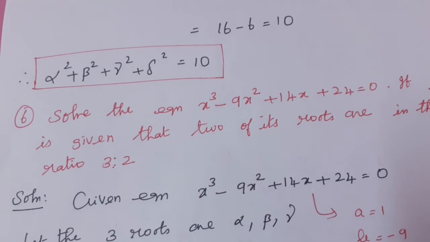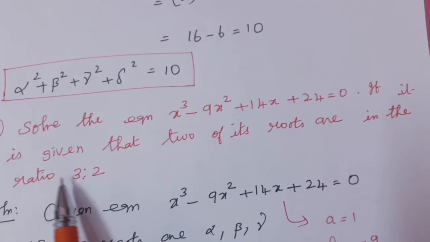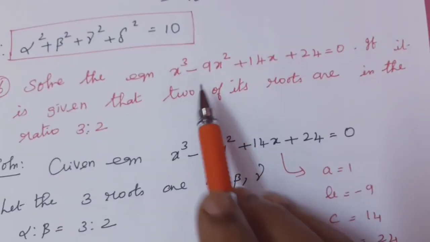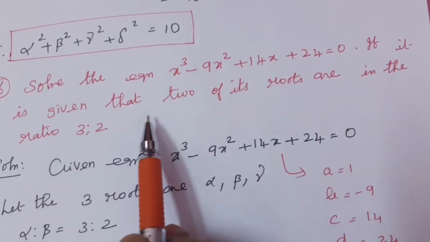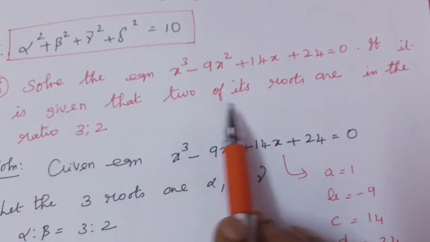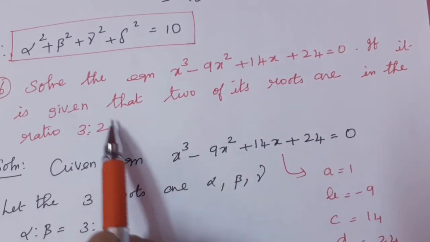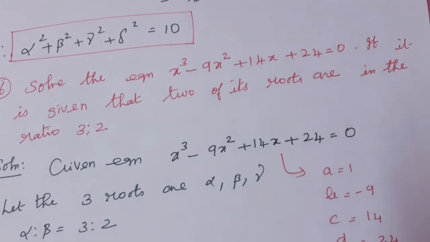Now, next come to the 6th sum. What is our 6th question? Solve the equation x cube minus 9x square plus 14x plus 24 equals 0, if it is given that two of its roots are in the ratio 3:2. The roots are given in the ratio 3:2. For the 4th sum, the product of the roots was 1.